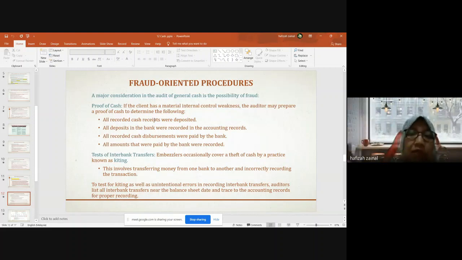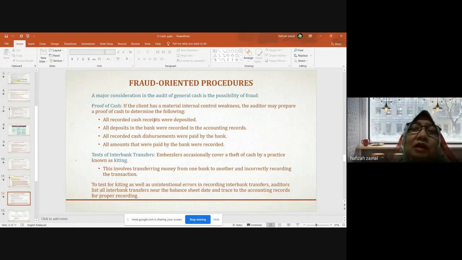petty cash. Okay, petty cash, because sometimes what happens is that people may use it for their own personal use and pay it back later. So that's why sometimes we do what we call a physical count.